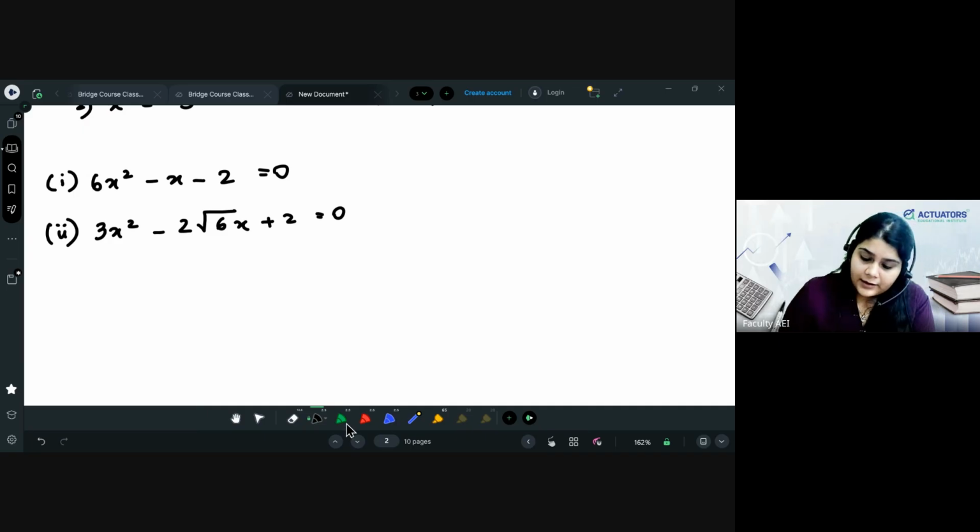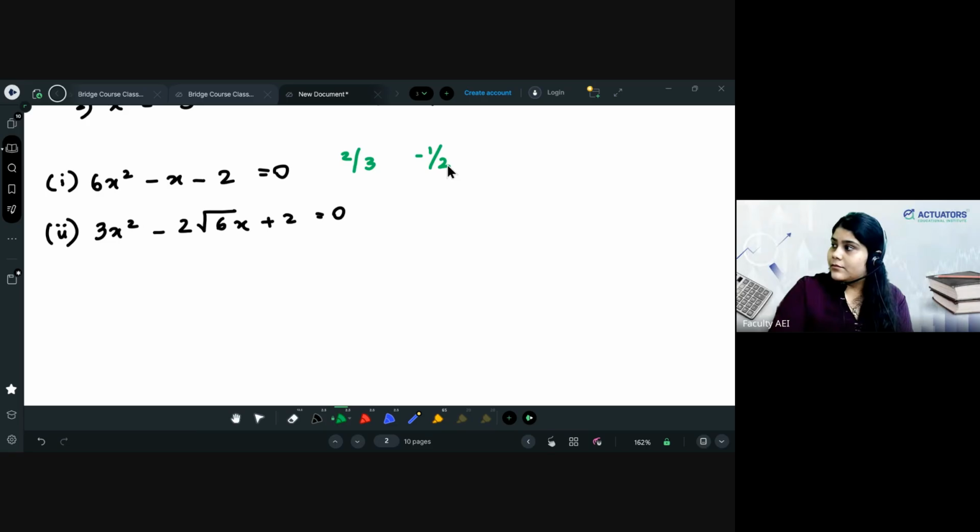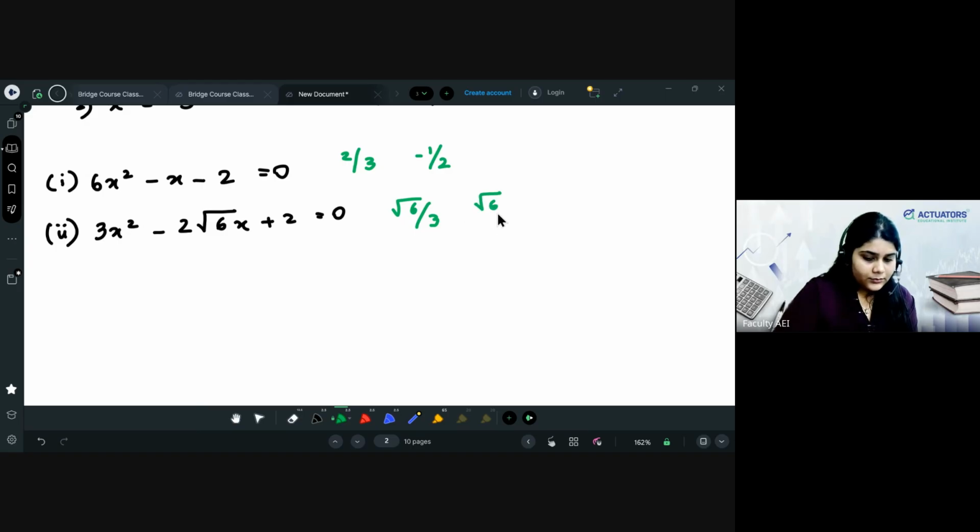2/3 and minus half, the first one. Second, √2/√3, meaning root of 2/3.